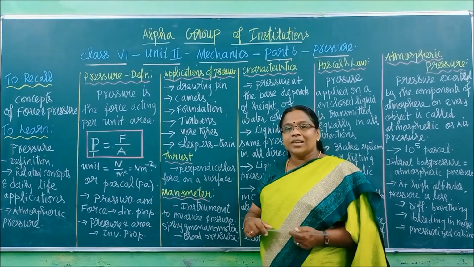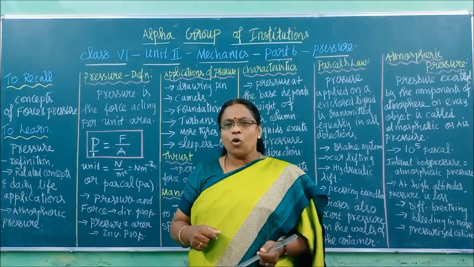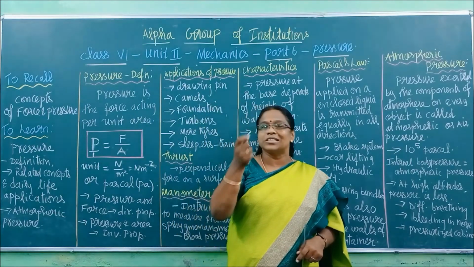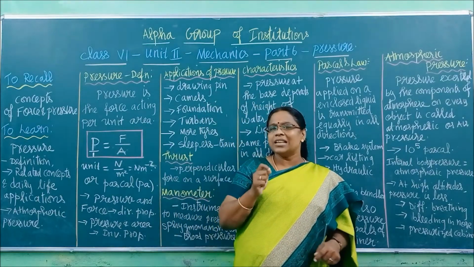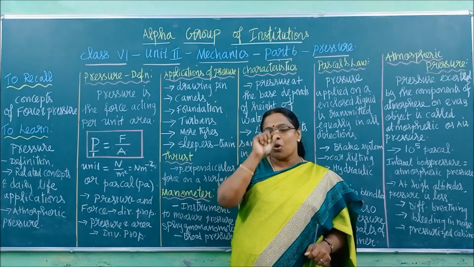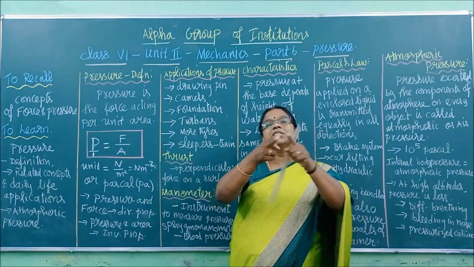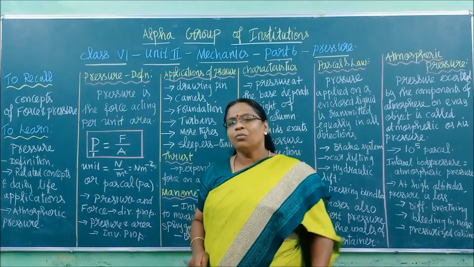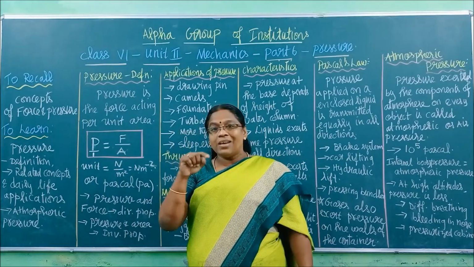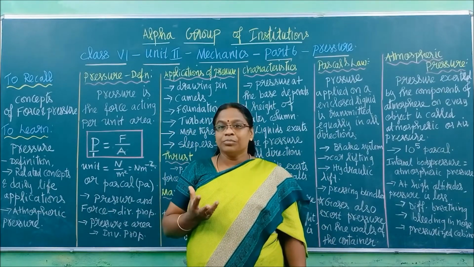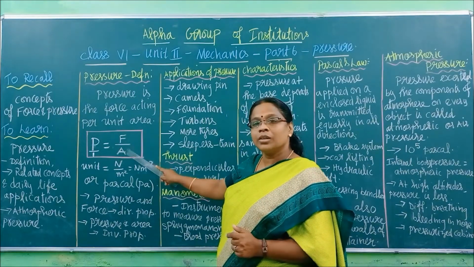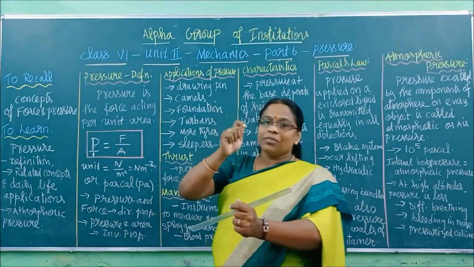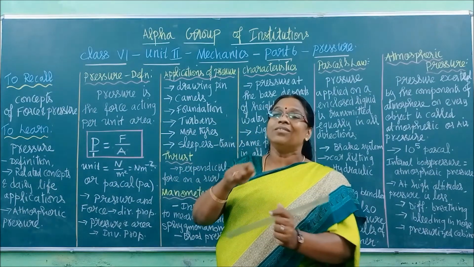Drawing pins. Right, children? Board pins and all we use at our home. On our board we use some pins, and we have nails on the wall. These nails, have you seen, children? It will have one small broader base and the end will be sharper. We hammer the nail on the broad area only. Why? The broader area has more area of contact. More area means pressure will be less. So at that point, if we hammer it, we can give less pressure.